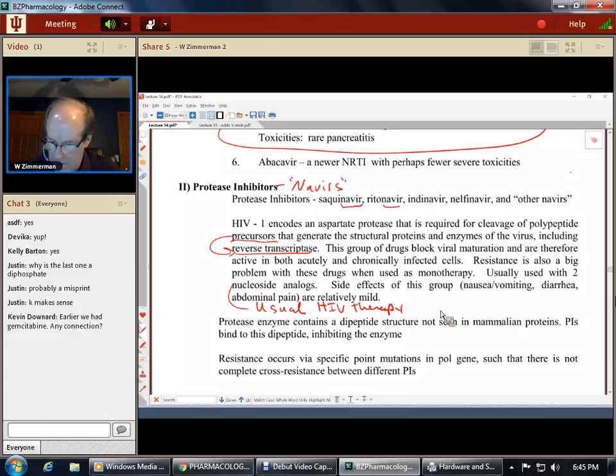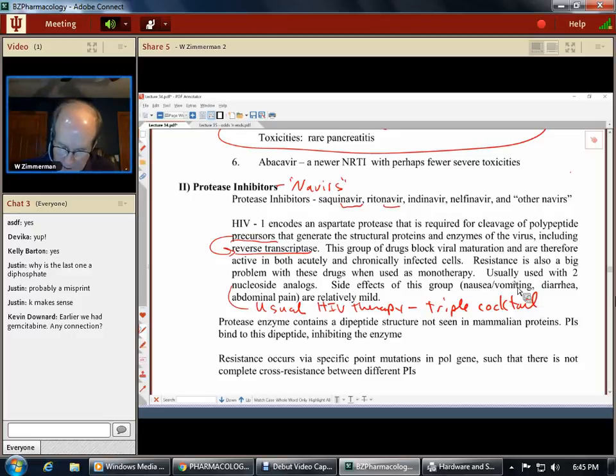It's a triple cocktail. It's three of these drugs, and common to the nucleoside reverse transcriptase inhibitors, an NRTI, and a protease inhibitor.